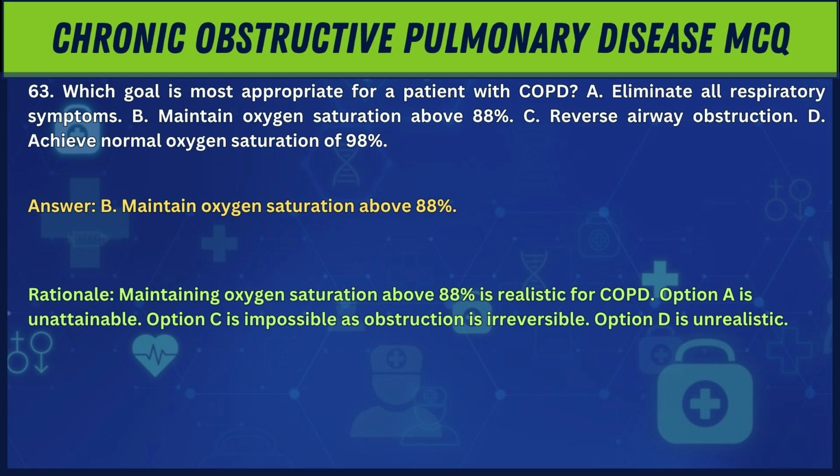Rationale: maintaining oxygen saturation above 88% is realistic for COPD. Option A is unattainable. Option C is impossible, as obstruction is irreversible. Option D is unrealistic.